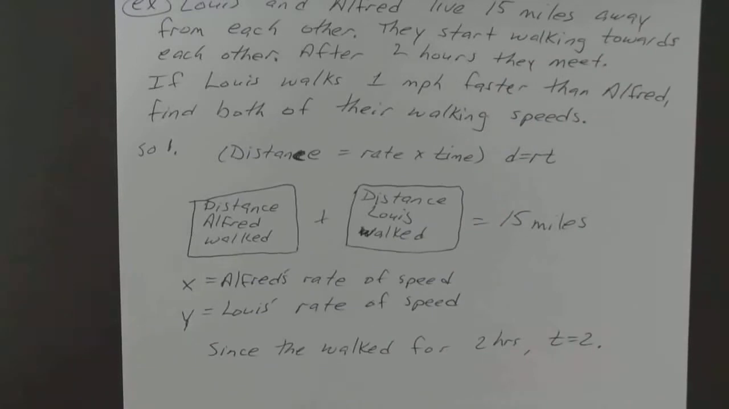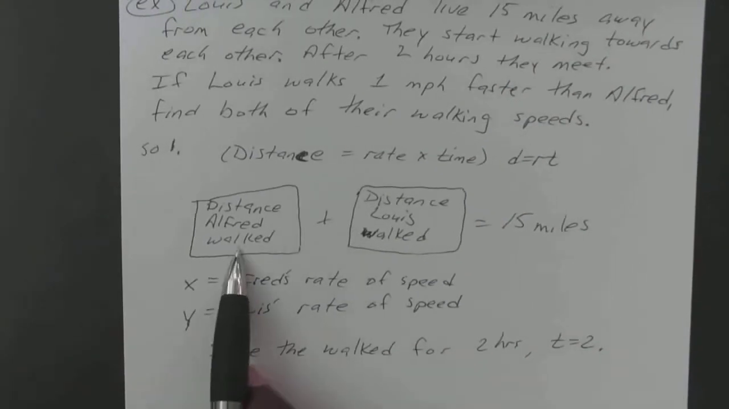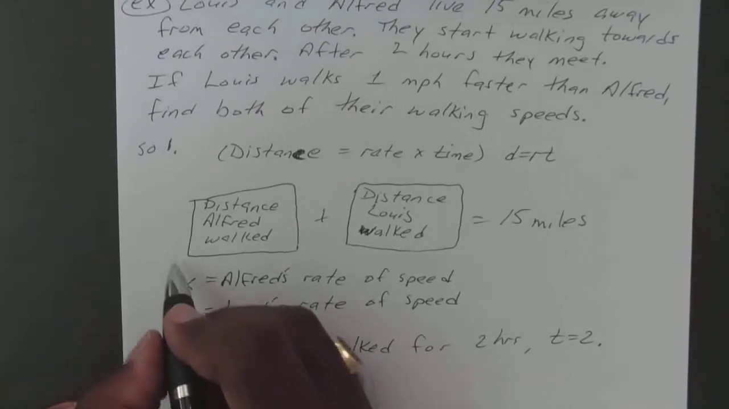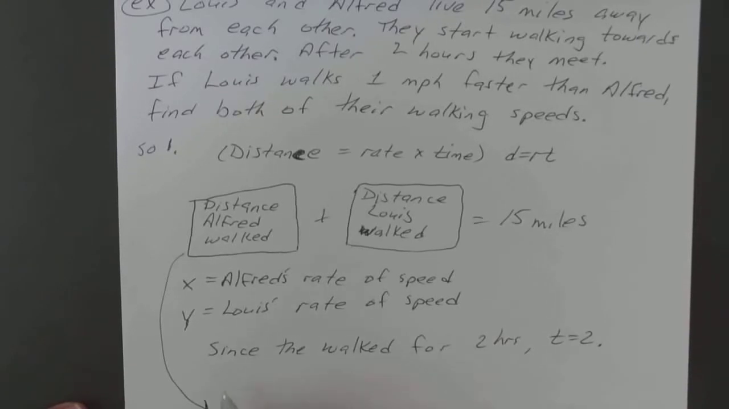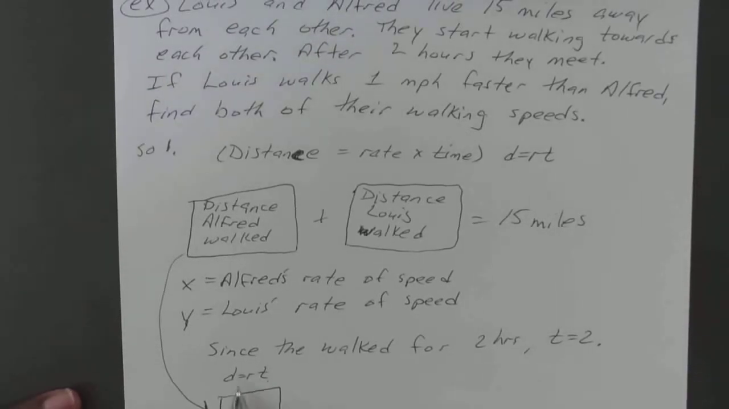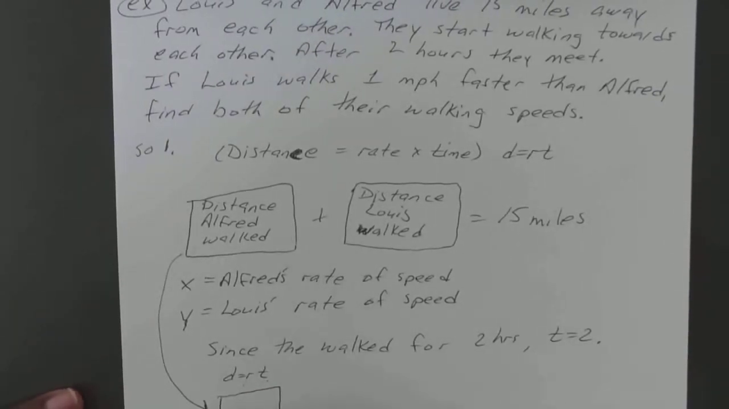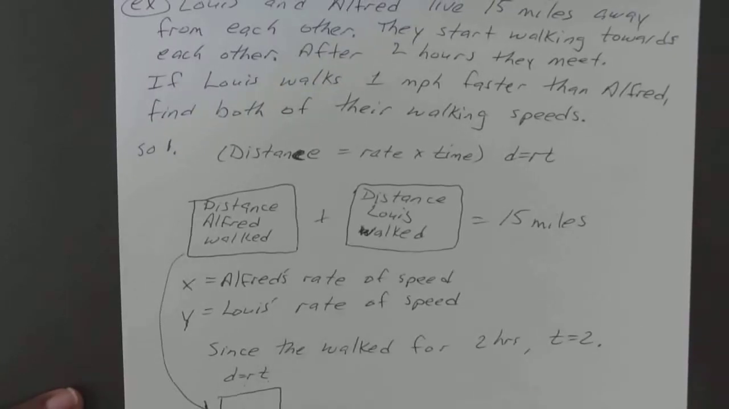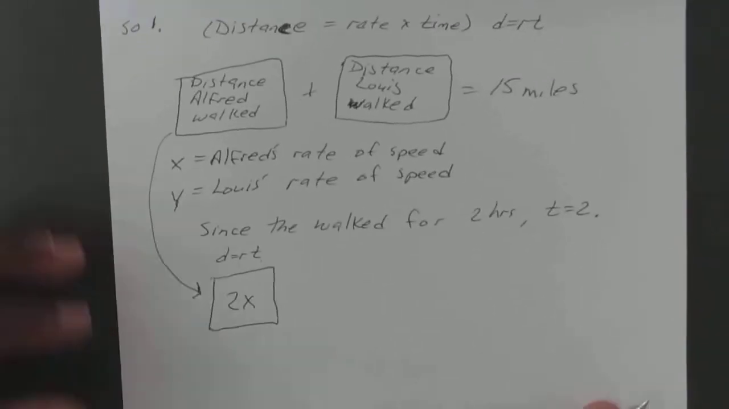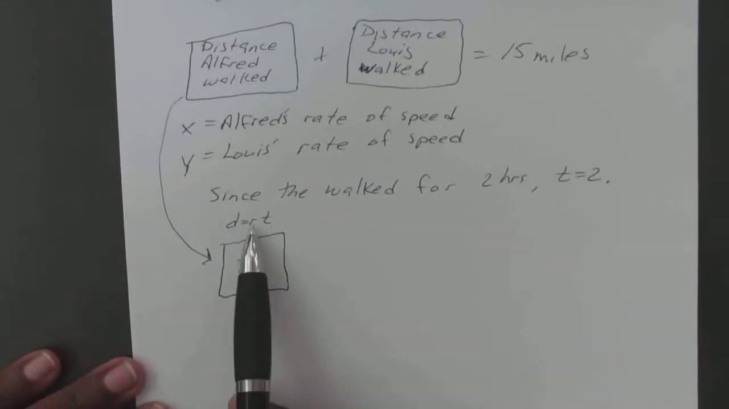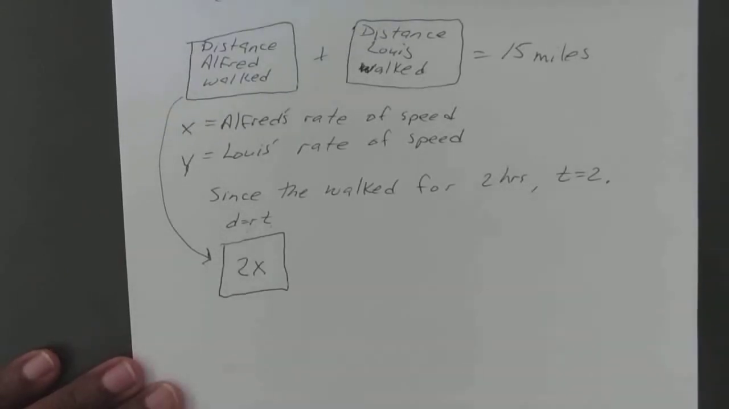Okay. So we know also that the distance that Alfred walked, remember distance is equal to rate times time, our rate for Alfred is, well, r is 2, 2 times t. Nope, 2 times x, rather. Okay, so remember, that's our RT. Since we know his time is 2 and our rate of speed is x for Alfred, it's R and T.